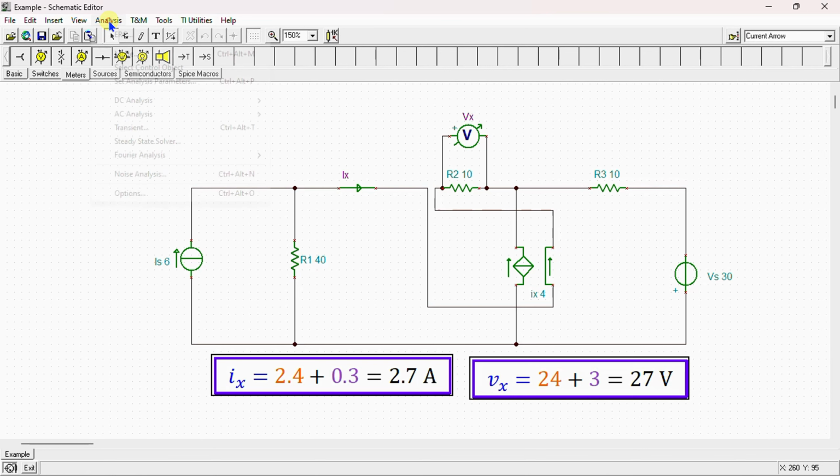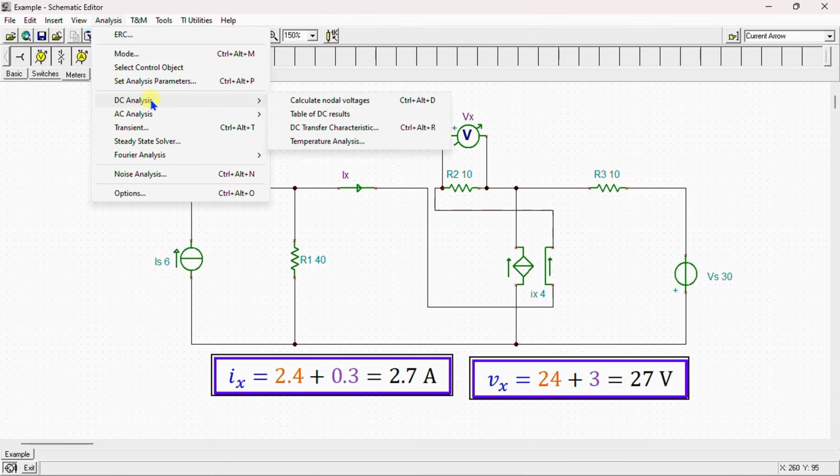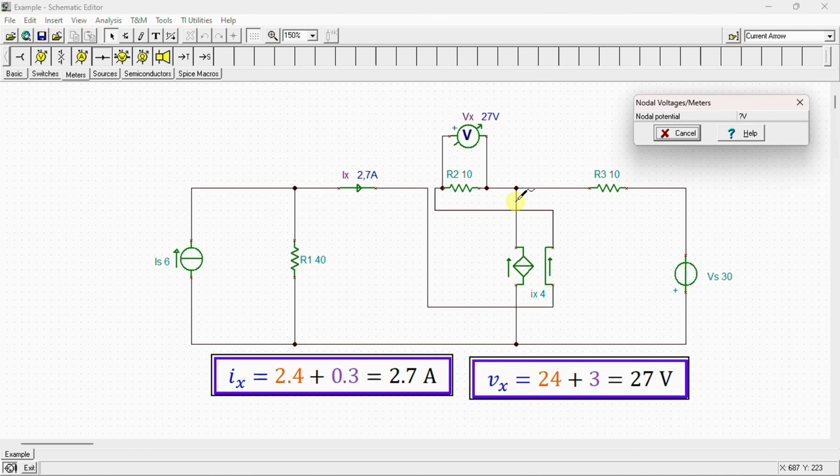Let's move on to analysis. This analysis calculates nodal voltage. We can see here the voltage Vx is equal to 27 volt and the current Ix is equal to 2.7 amps. After completing the circuit simulation, we can clearly observe the similarity between the simulation and calculation results. This serves as validation of our work.